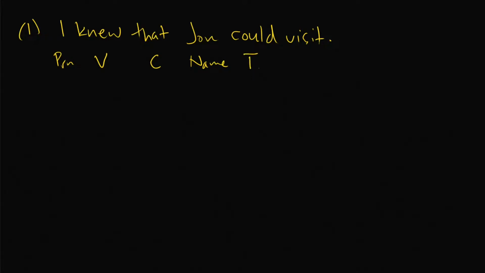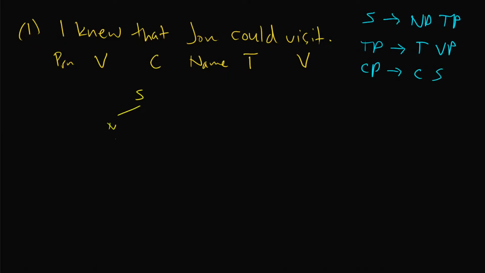Here's a name. This is one of our new T heads, and then another verb. We can analyze the sentence with some of our new rules. So starting with an S node, we have a noun phrase that has a pronoun inside of it.